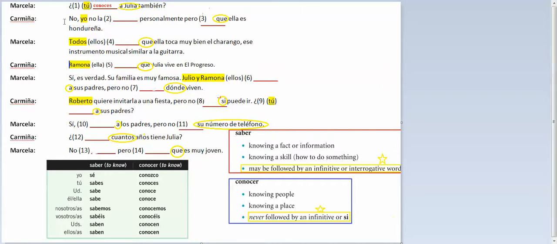Then Carmiña says, no, yo no la blank personalmente. So no, I don't know her personally, so we're still using conocer because we're saying we don't know a person. The her is the la right here. So if it's yo and we're still doing conocer, you would pick conozco.